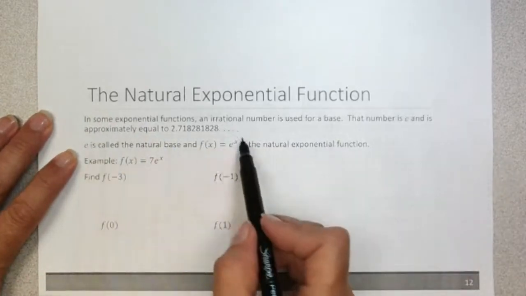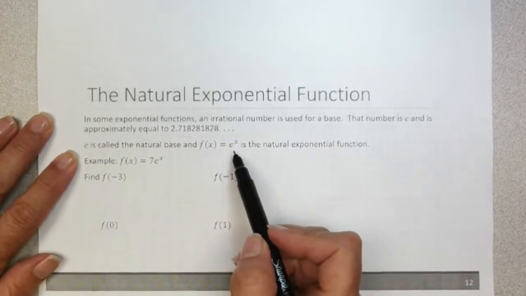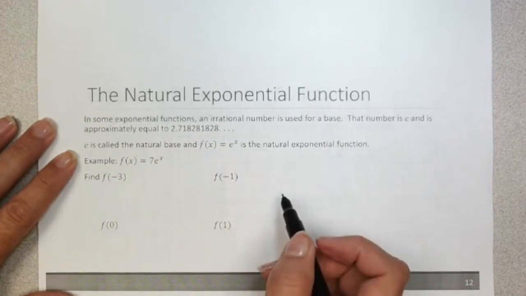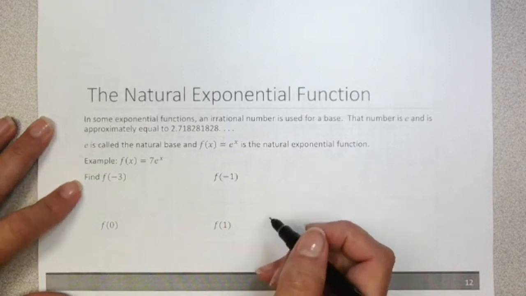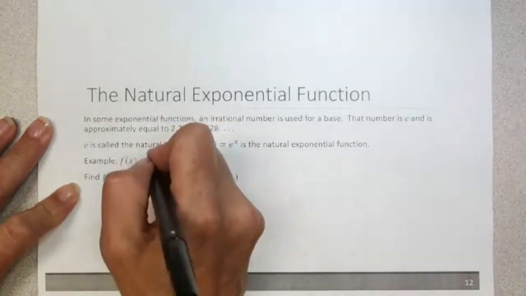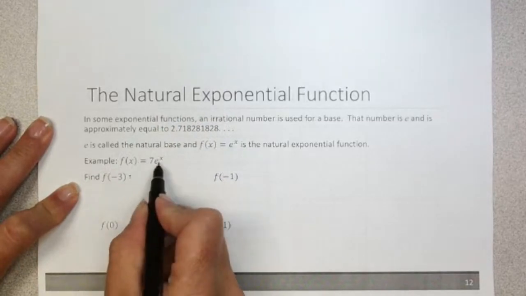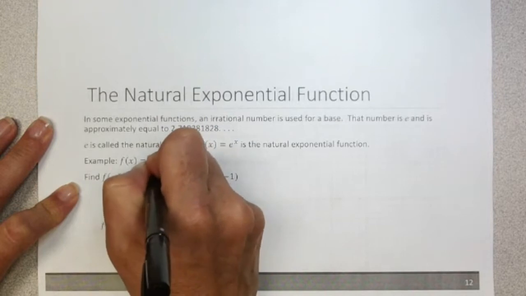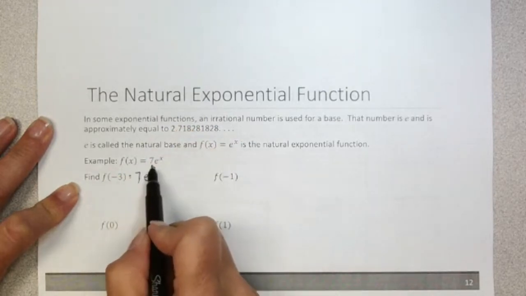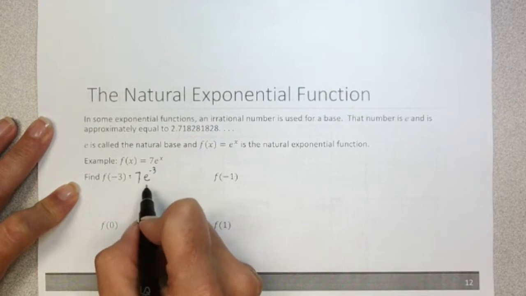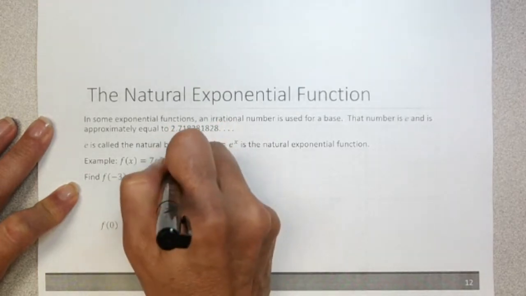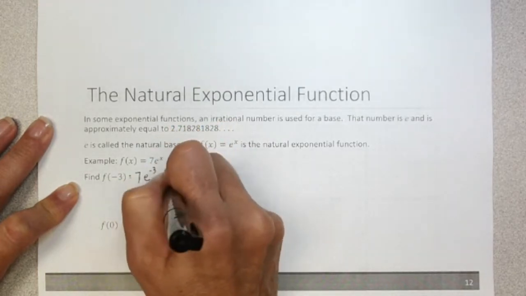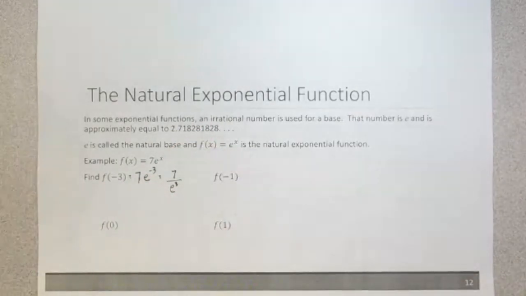If we find e in the base of an exponential function, then we know that that is the natural exponential function. We evaluate that in much the same way as we do other exponential functions. If we want to find f of negative 3, we would plug our negative 3 in for the x. So this would then become 7e to the negative 3 if we're dealing with the function here, 7e to the x. All right? 7e to the negative 3 could be written as 7 over e cubed. And oftentimes when we're dealing with e, because it's an irrational number, if we want the exact value, we leave it in that form there with e.